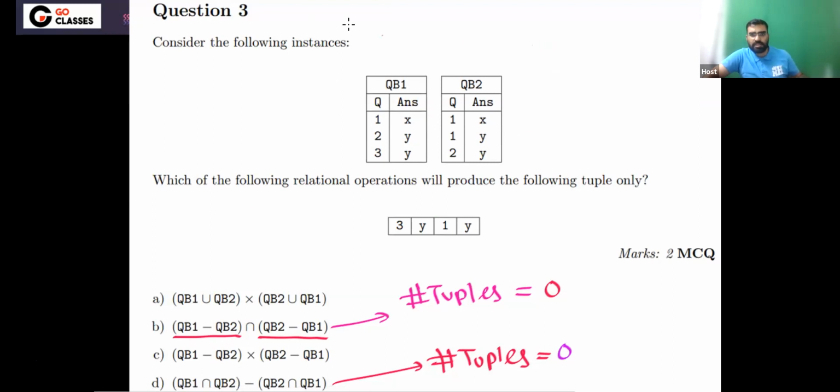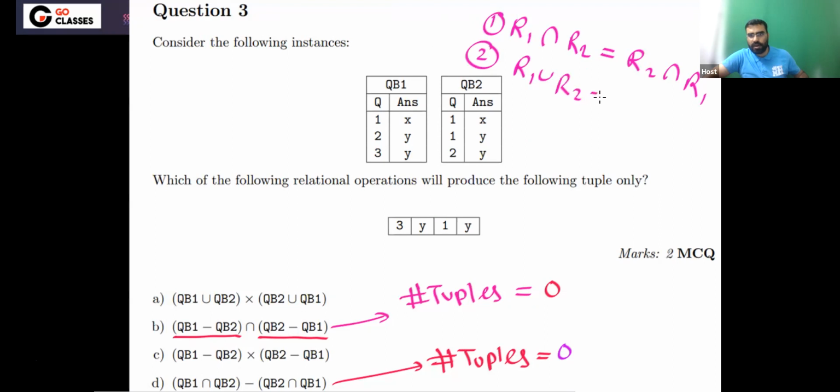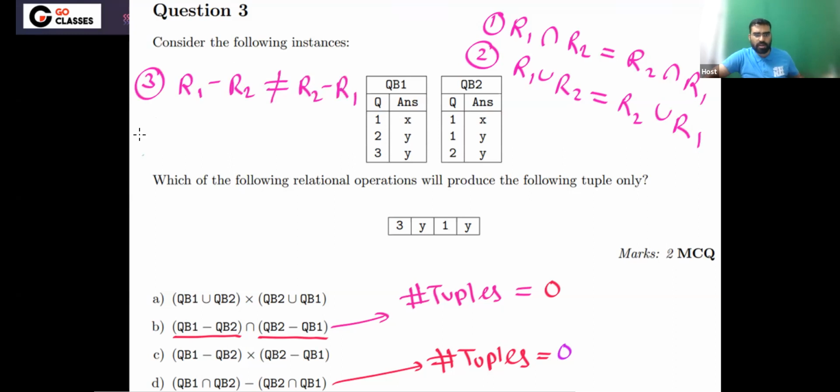Now, one thing you can notice is that intersection is commutative, right? For example, R1 intersection R2 is the same as R2 intersection R1. So we already know intersection is commutative. Union is commutative. R1 union R2 is equal to R2 union R1. You can notice set difference is not commutative. R1 minus R2 is not the same as R2 minus R1.